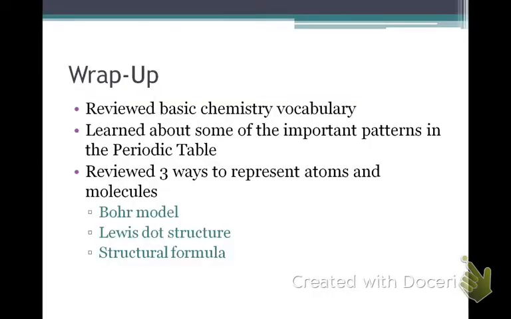So our wrap up. We reviewed basic chemistry vocabulary, learned about some of the important patterns in the periodic table, and reviewed 3 ways to represent atoms and molecules: Bohr models, Lewis dot, and structural formulas. So you should be able to do all of those things, hopefully. The ones we will use most in class will be the Lewis dot and the structural formulas.